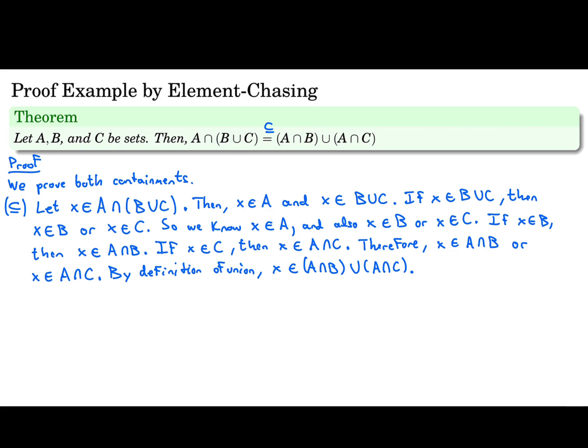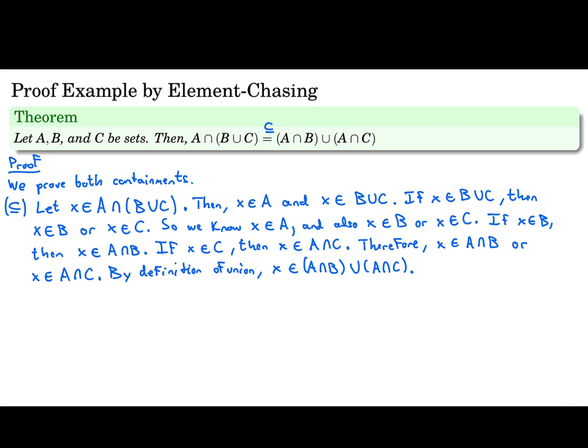If you don't know them, you need to go and know them because it's impossible to write the proof without them. So let's start with this containment here. Let X be an element on the left-hand side. So X belongs to A intersection B union C. Then by the definition of this intersection, X belongs to A and X belongs to B union C.